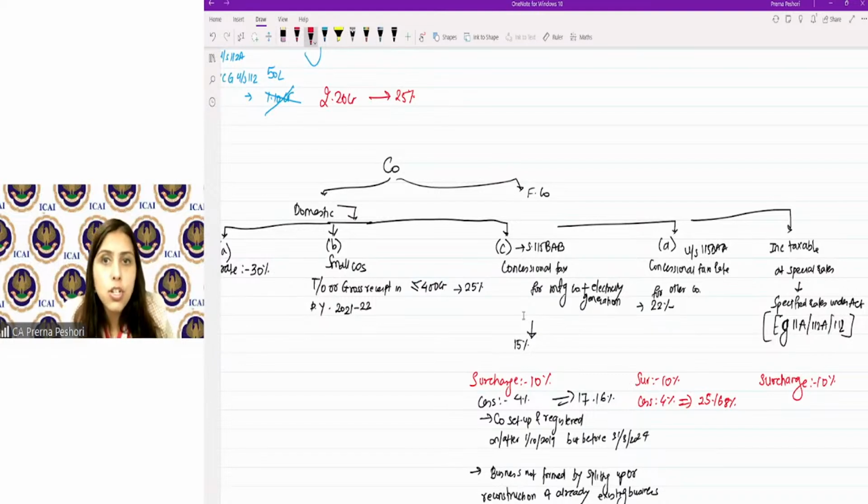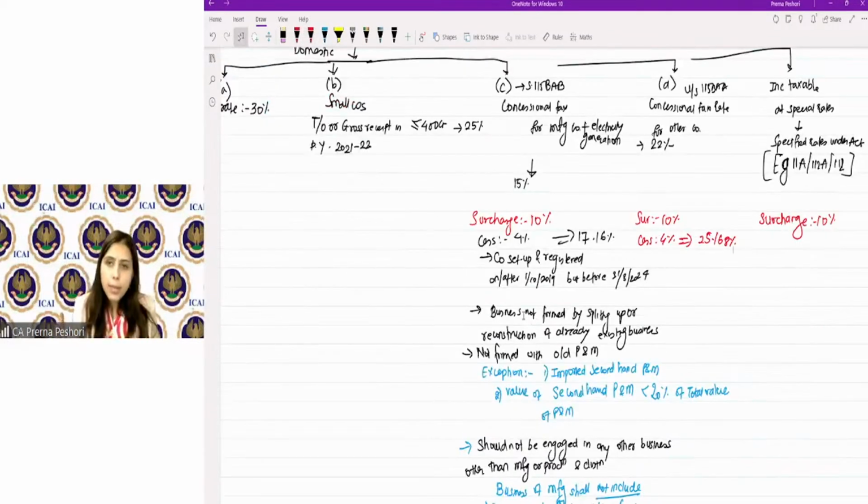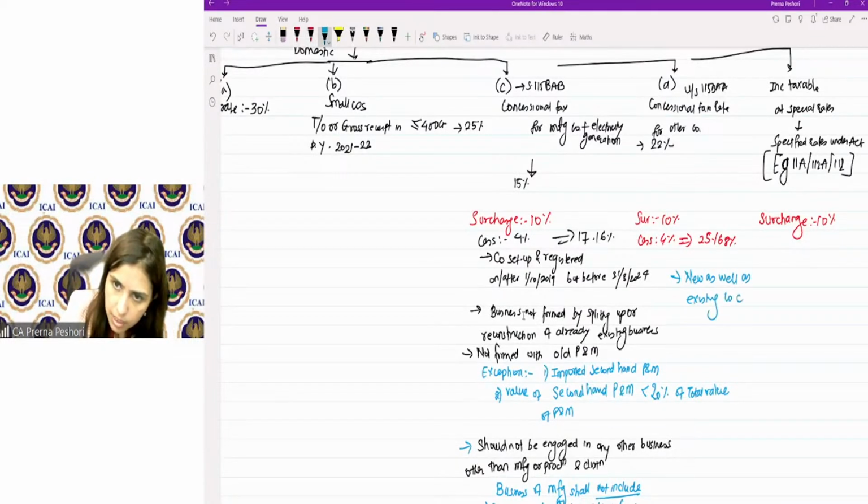There is no condition specifically applicable for incorporation over here, so there is no time limit. In case you are not going by 115BAB in the first year, you can still go for 115BAA. So existing as well as new companies can avail the benefit. It can be any business basically. So you can write down: new as well as existing company can go.